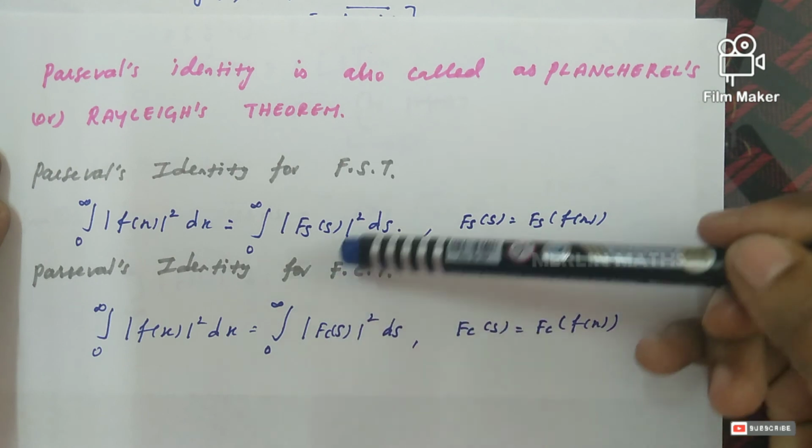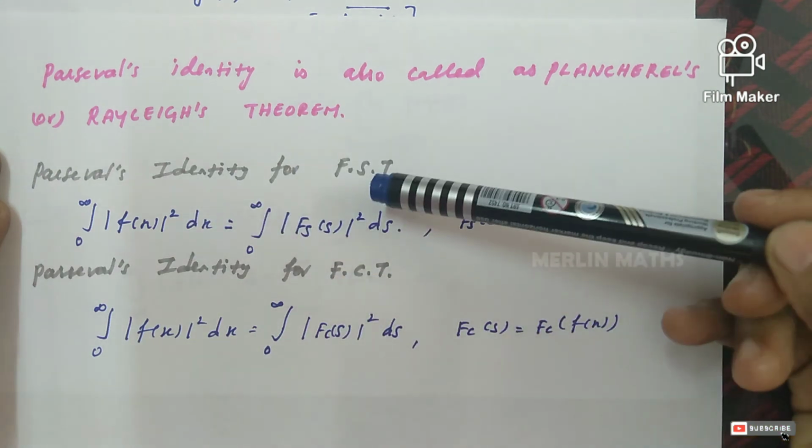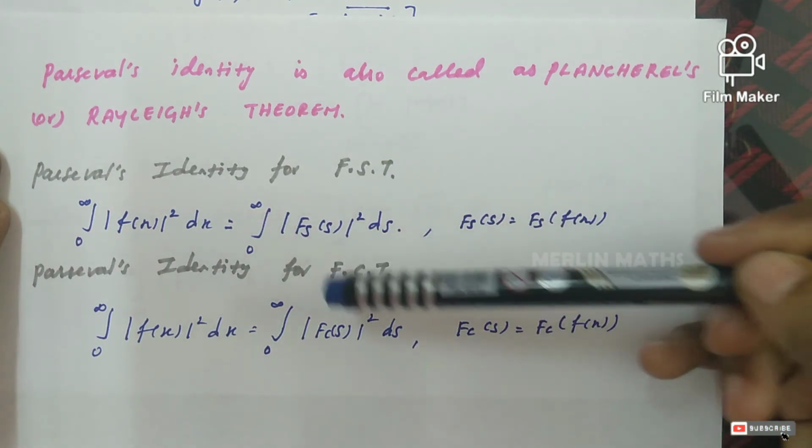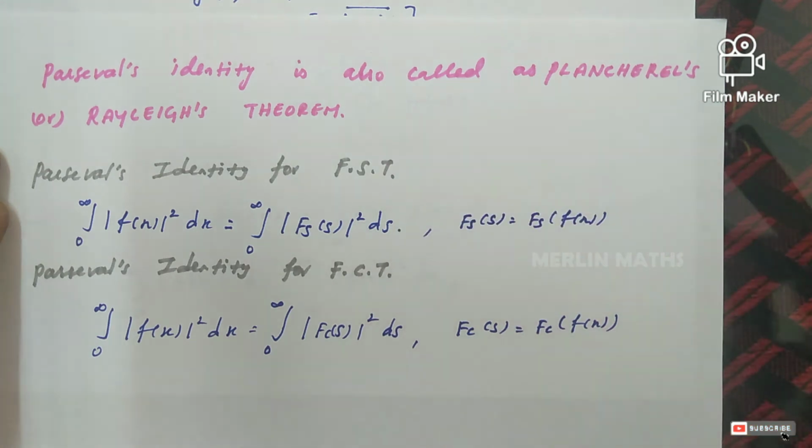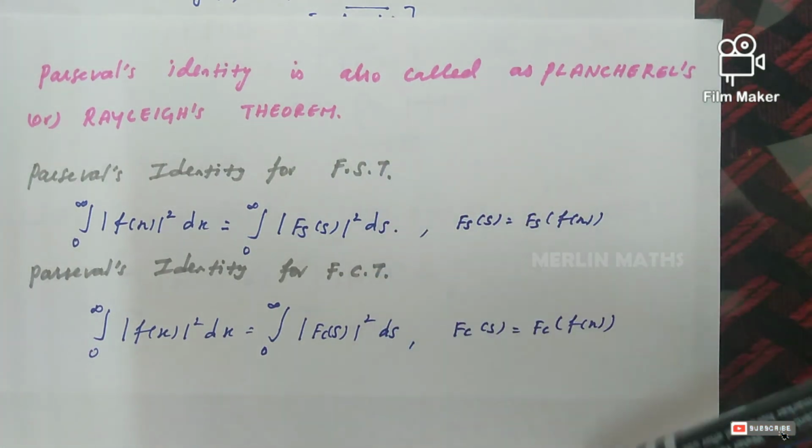So these are the 2 more questions. Write the Parseval's identity for Fourier sine transform and Fourier cosine transform. So this is the Fourier sine and cosine Parseval's identity.